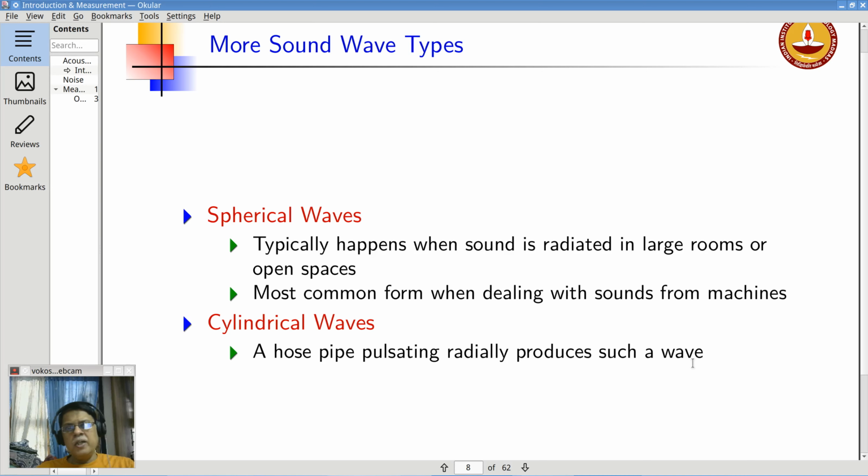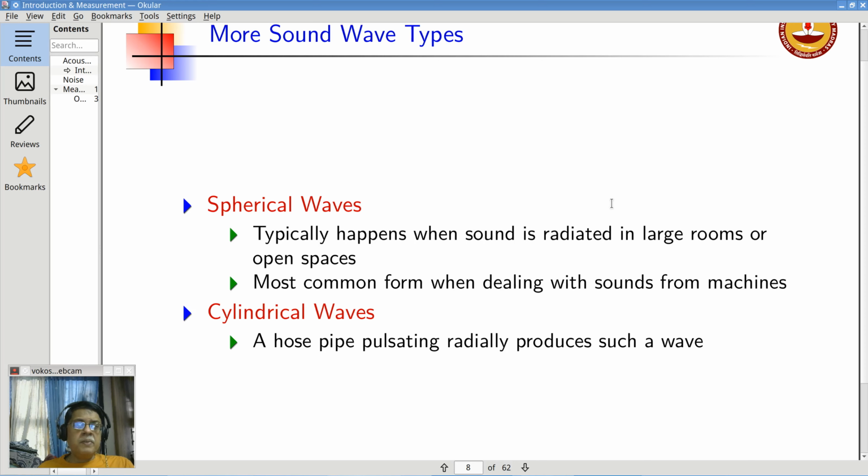The other type, which we won't encounter much, is called a cylindrical wave, where the wave propagation is in terms of increasing cylinders. This happens in a hose pipe, for example, but we will not do much on it. So typically plane waves and spherical waves. Spherical waves happen in large spaces. In reality, waves are spherical, and a plane wave is a special case where, if you confine the sound to travel in a confined space, you could treat it as a plane wave. So these are the two types of sound waves that we have.